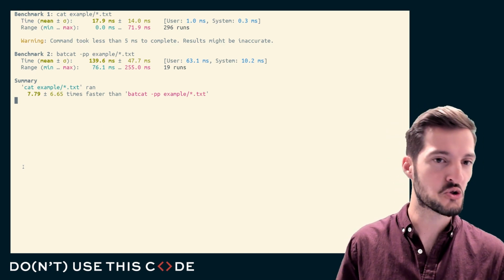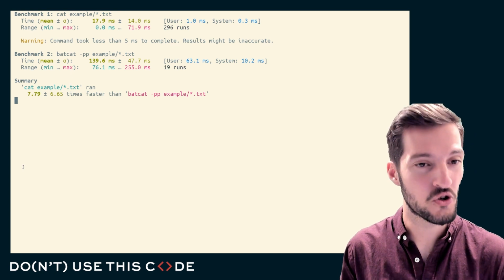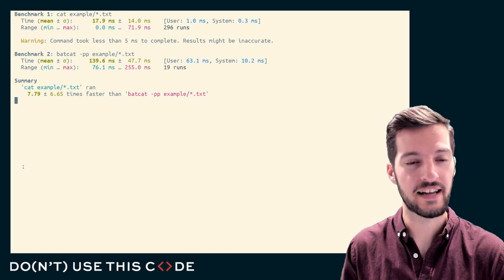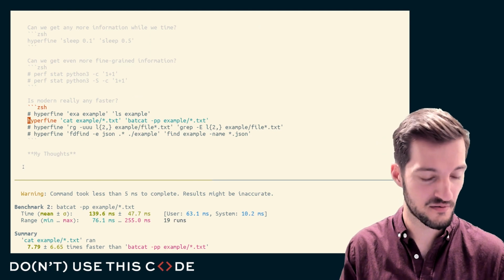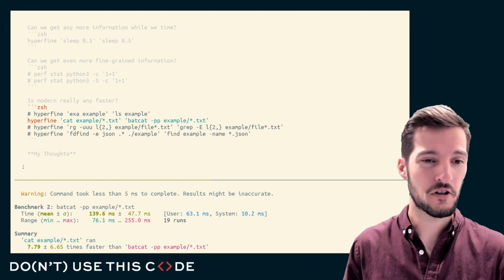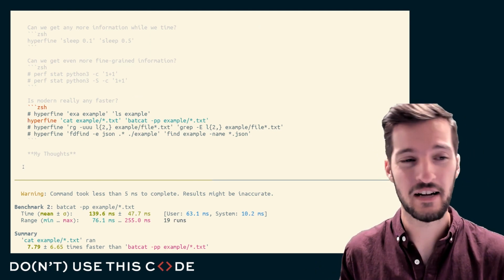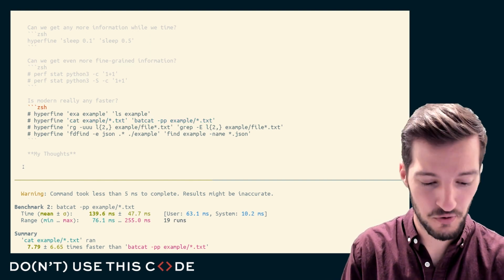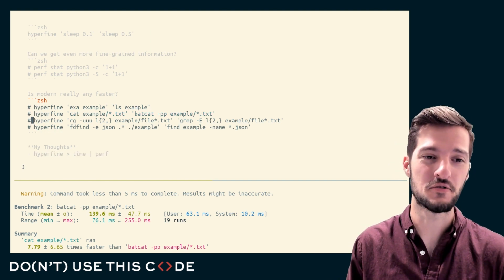Batcat might still be trying to do some of that syntax highlighting under the hood. There's probably a couple more flags I could add in here to pare it down even further. But overall, if all you want to do is just concatenate some files on top of each other and you want to do it quickly, cat is still your go-to.